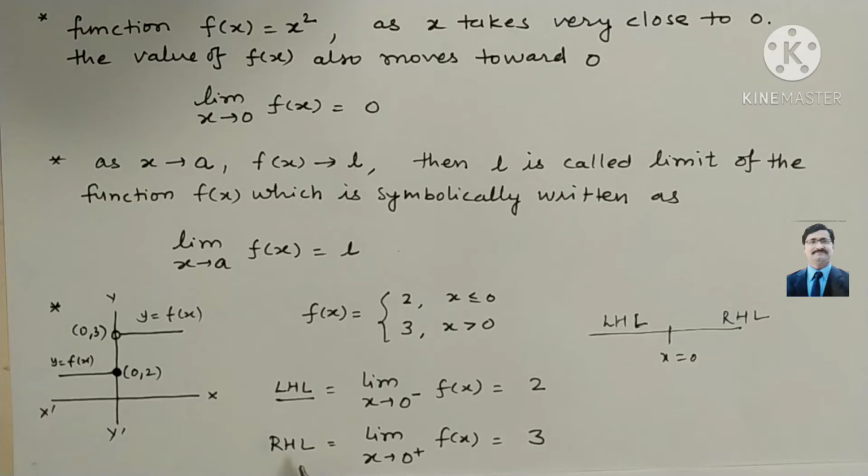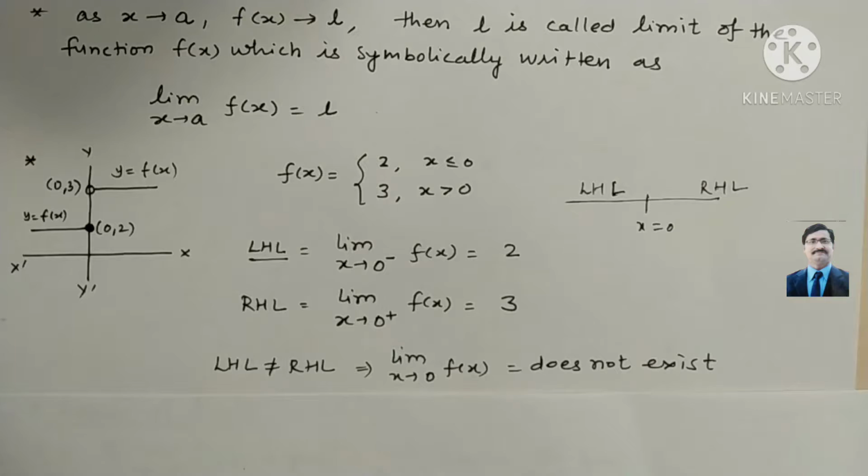Similarly, we have the right hand limit. Right hand limit means limit x tends to 0 plus, meaning x is greater than 0, and for greater than 0 the value of f(x) is already given as 3. So here the f(x) value is 3. Now you can check the left hand limit and right hand limit: both are different, meaning the left hand limit is not equal to the right hand limit. This implies that limit x tends to 0 of f(x) does not exist. So this limit does not exist. All of you understand this?